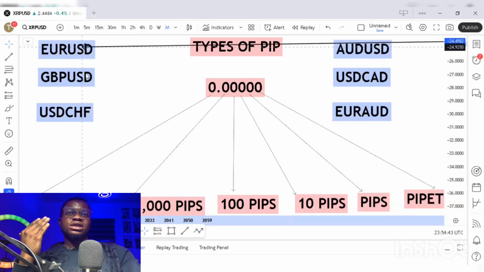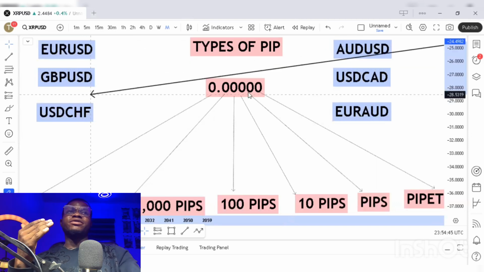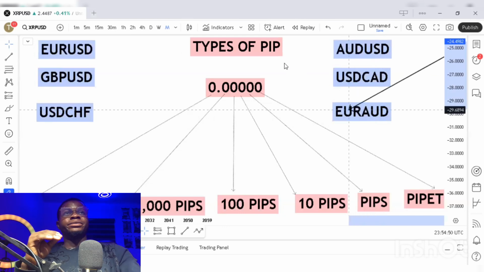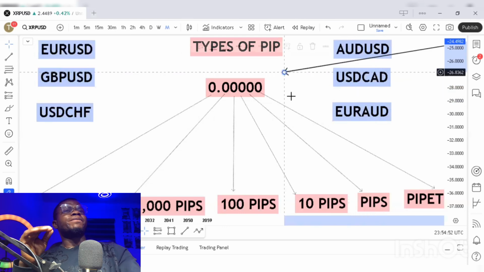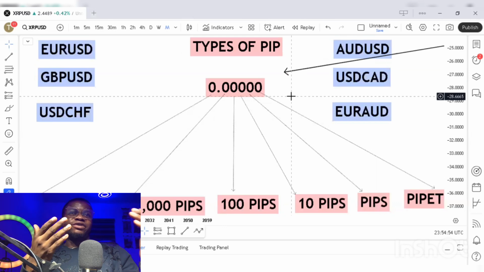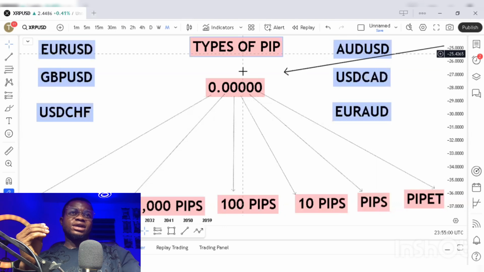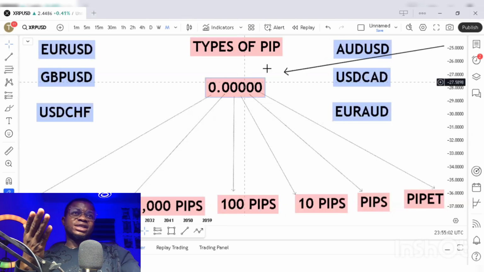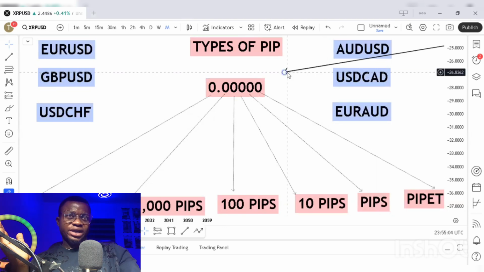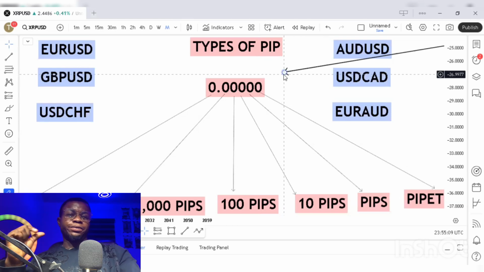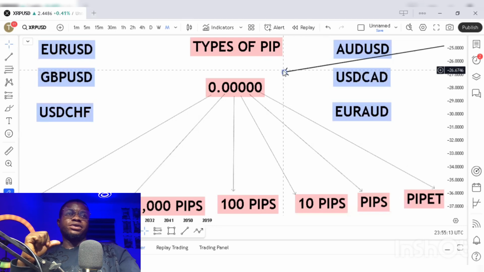Now, if you notice, I have EUR/USD, GBP/USD, USD/CAD, AUD/USD, USD/CHF, EUR/AUD. This is because pip calculation varies across currencies. There are some currencies that are paired together whose pip doesn't look like this, like gold, US 30, and some other pairs. But don't worry, I will do a video on that, and I'll make sure I share the link of that video in this video, okay?